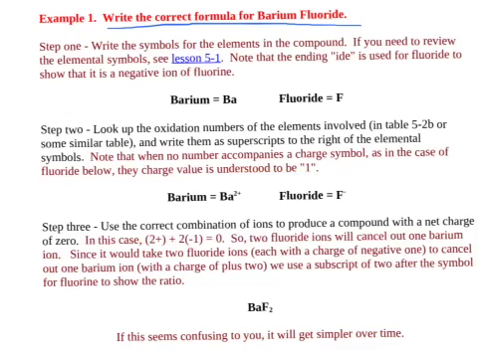Here's an example of an ionic compound. It says write the correct formula for barium fluoride. The first thing you want to do that we reviewed yesterday, see if it's a metal and a nonmetal or two nonmetals. So on your periodic table, look up barium. Barium is in group number 2. That means it's a metal. If you look at fluoride, fluorine's in group 17. That is a nonmetal.